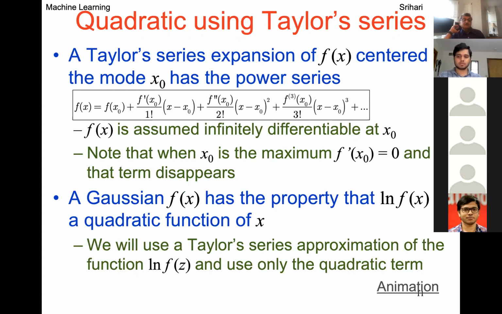And we invoke good old Taylor series. All right, it's not so complicated. So let's look at it. A Taylor series expansion of f of x. Supposing I have some function f of x. This says I can expand it out as f of x naught plus f prime of x naught over 1 factorial times x minus x naught, plus f double prime of x naught over 2 factorial times x minus x naught whole squared, plus the third derivative of f at x naught divided by 3 factorial times x minus x naught whole cubed, etc.